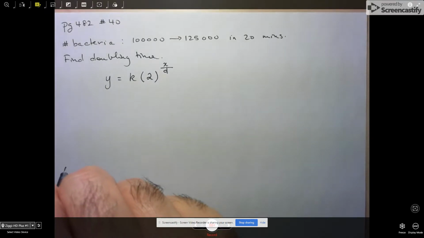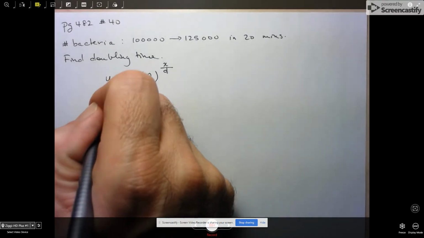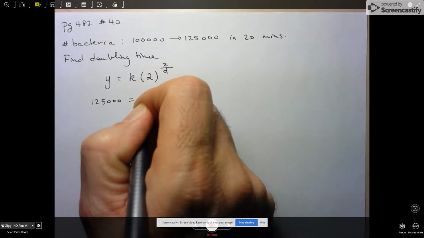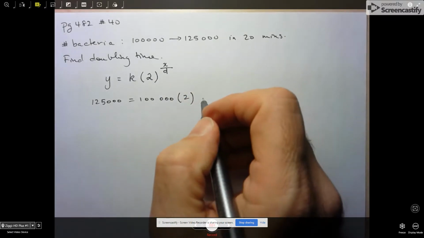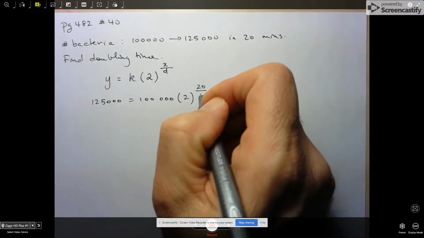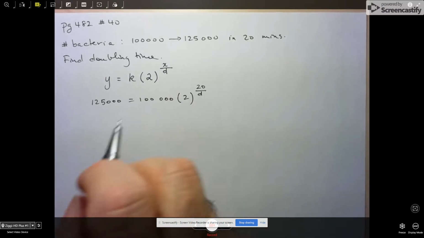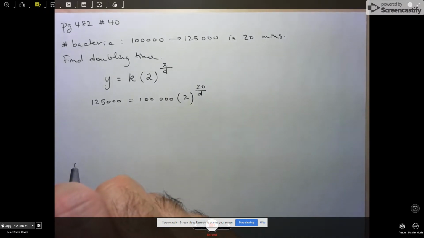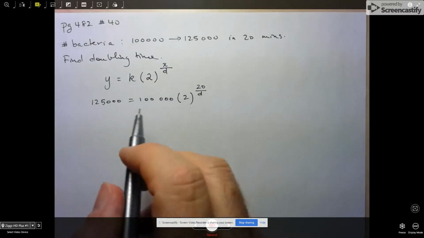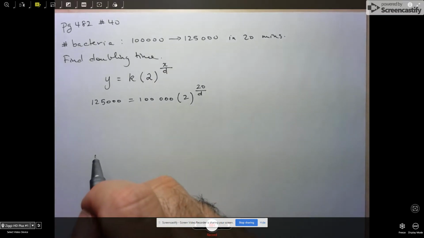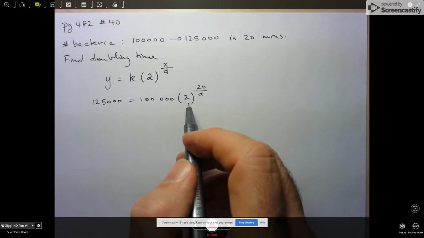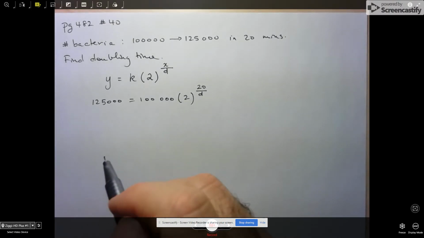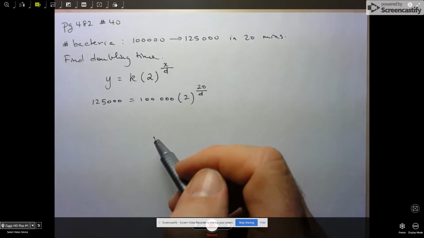So let's input what we know. We know that the final amount is 125,000. We know the initial amount is 100,000, our base is 2, and the time elapsed is 20 minutes. The only variable that still remains unknown is d, the doubling time, which is what we're looking for. So it's just a matter of solving this exponential equation. The main idea behind solving an exponential equation is finding a way to have a single exponential expression equal to some number. We may have to use logarithms, maybe we won't if things work out nicely.